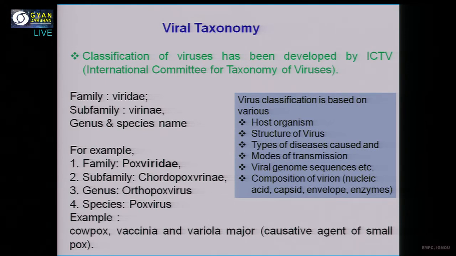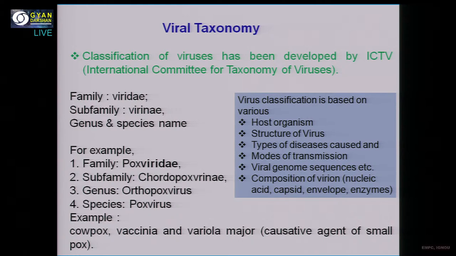The classification of viruses has been developed by the ICTV, the International Committee on Taxonomy of Viruses. You can classify viruses in the form of family, subfamily, genus, and species name. For example, family Poxviridae, subfamily Chordopoxvirinae, and genus Orthopoxvirus. Species, for example, cowpox, vaccinia, and variola major, the causative agent of smallpox.